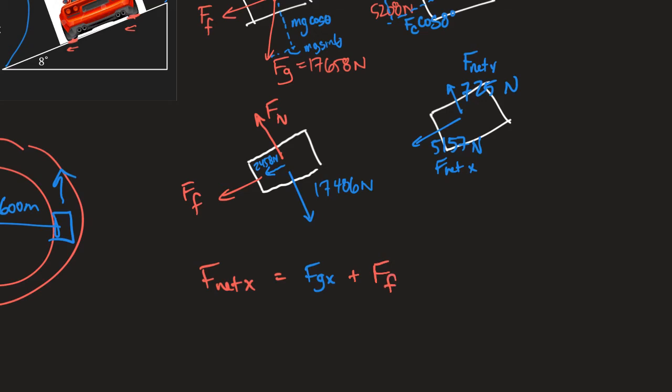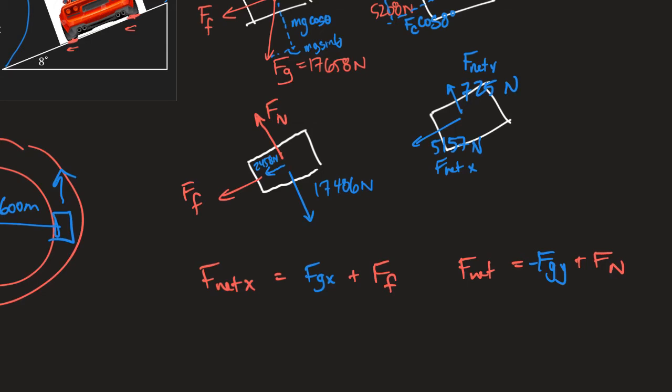And then we said in the y direction, F net y, we have the y component of gravity, FGY, which is in the negative direction, so we'll call it negative FGY, plus the normal force, right? Because the normal force is in the positive direction. So let's plug in some values and see what we can do.